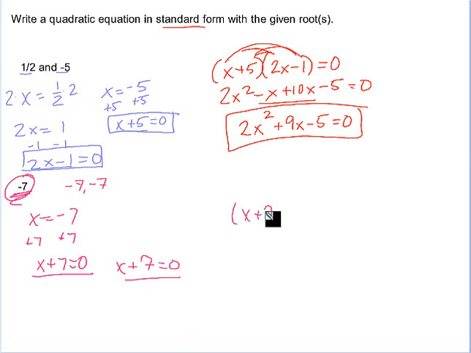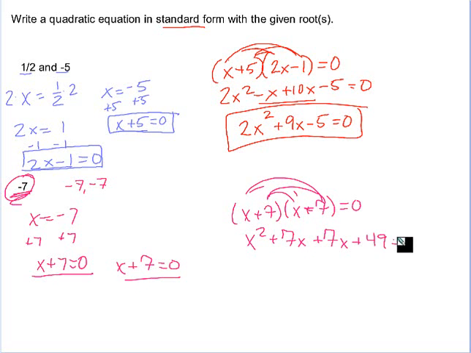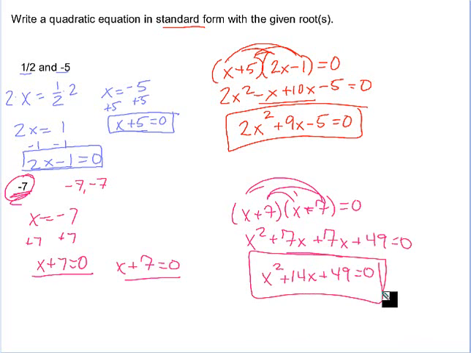So when we're trying to find the quadratic, we would take x plus 7 times x plus 7. And then we FOIL or double distribute. So x times x is x squared. X times 7 is 7x. 7 times x is 7x. And 7 times 7 is 49. Combining like terms together, we have x squared plus 14x plus 49 is equal to 0. So there would be our quadratic in standard form. So that is how we solve these by factoring.